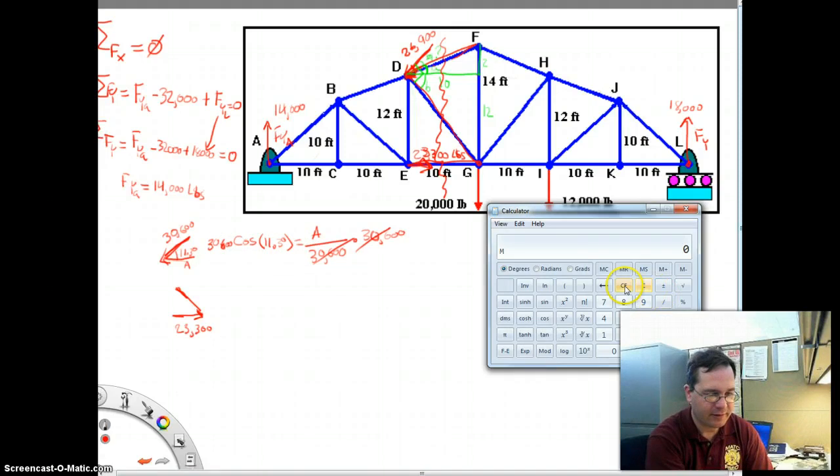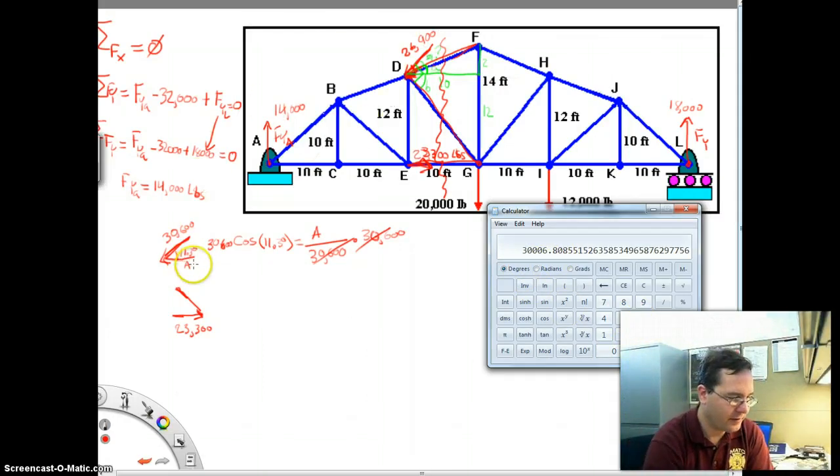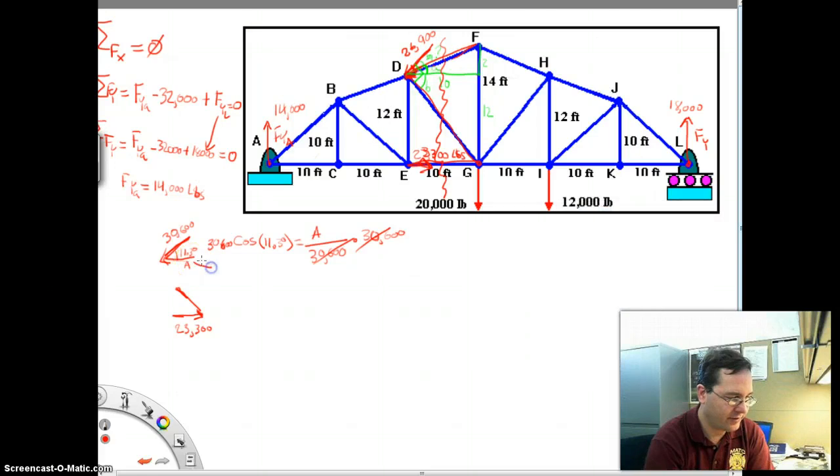So I'll clear out of here. I start with the angle, 11.3 degrees. I take the cosine of it, multiply that by 30,600, and you can see that I get about 30,000 pounds of horizontal force. So component A here, this horizontal thrust, is about 30,000 pounds to the left.